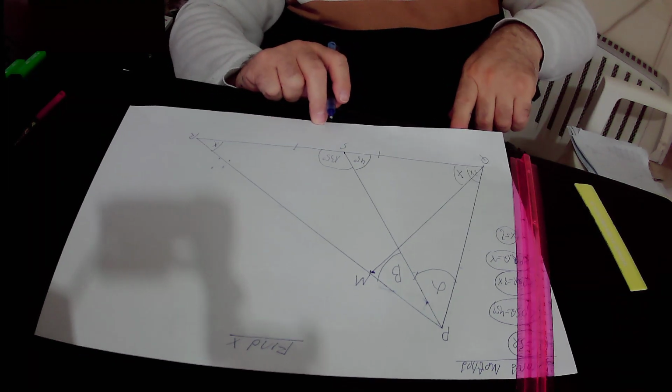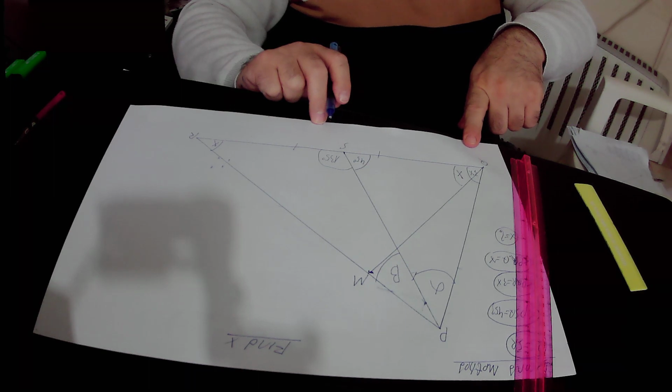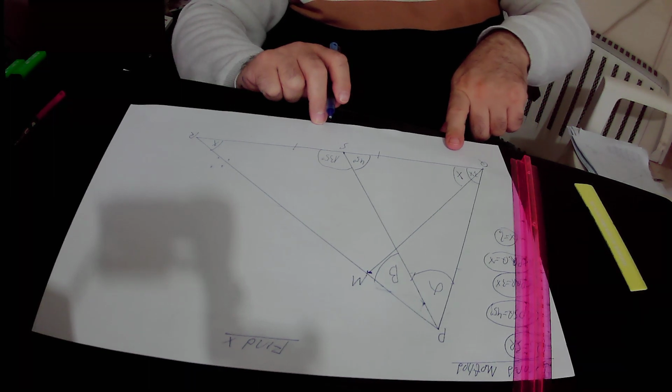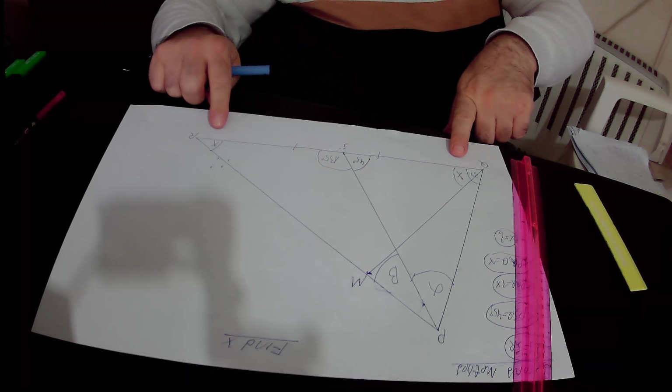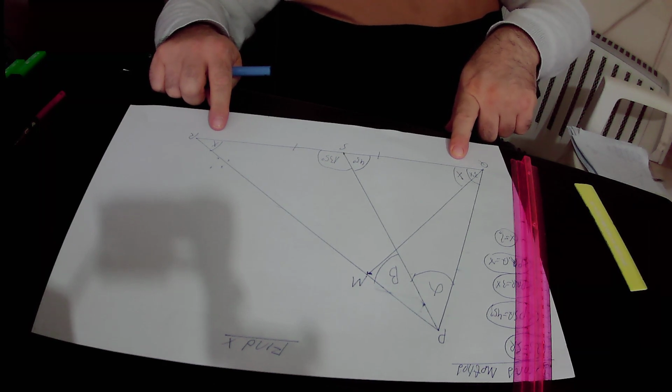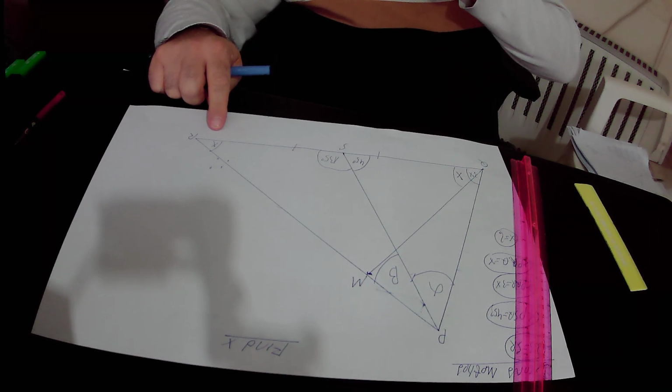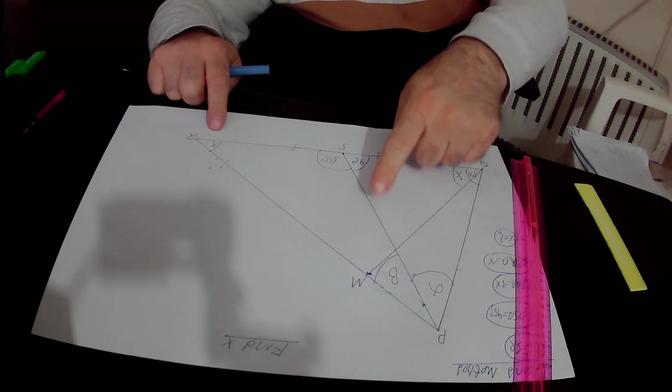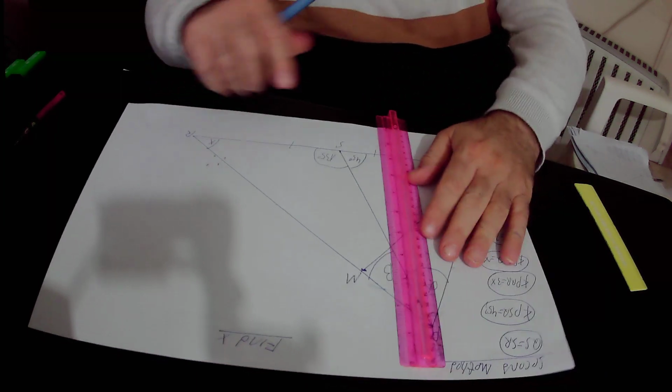So actually, triangle MQR is an isosceles triangle because of the fact that it has two angles that are equal to each other. They are both equal to X. We will join points M and S together by a straight line.